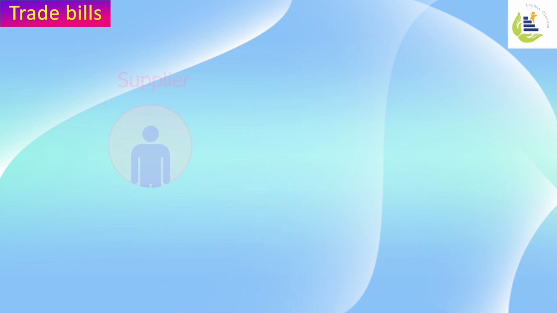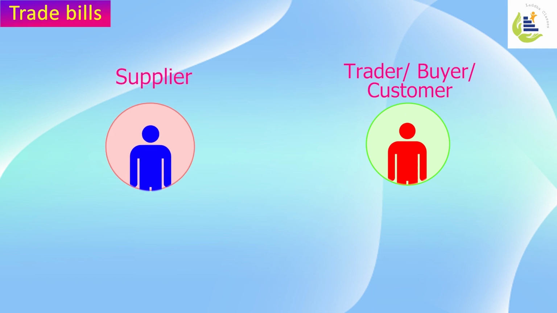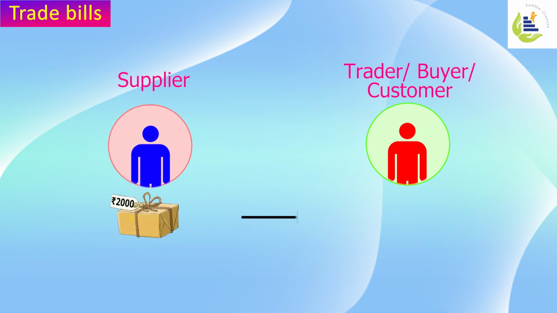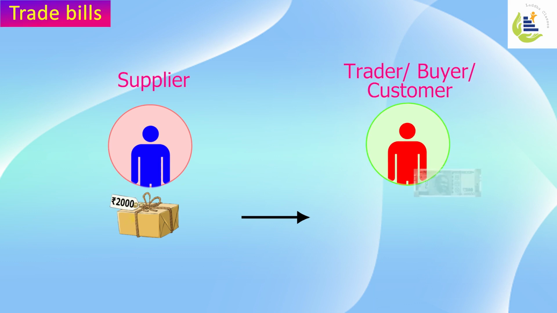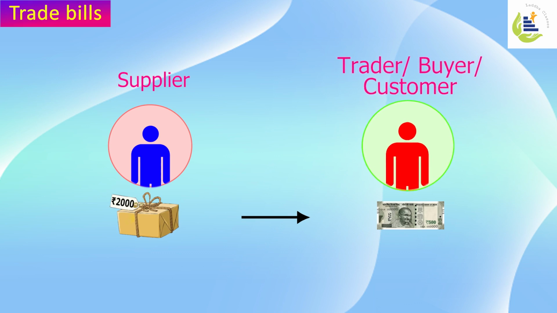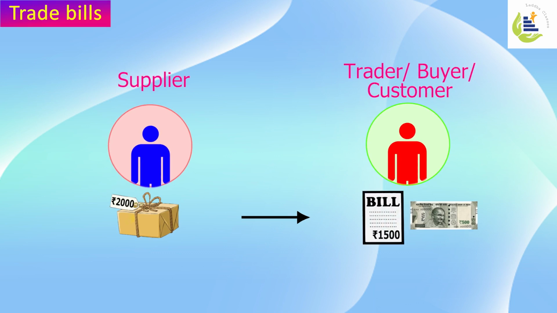See, many times what happens, there are two entities. One is a supplier, another is a buyer, trader, or a customer. The supplier of goods and services wants to supply its goods and services, but many times the buyer, trader, or customer doesn't have sufficient money to keep the stock of the goods and services supplied. So, against the stock of goods or commodities, the buyer, trader, or customer requests the seller or producer to create a bill. This is a bill for goods which are purchased on credit.